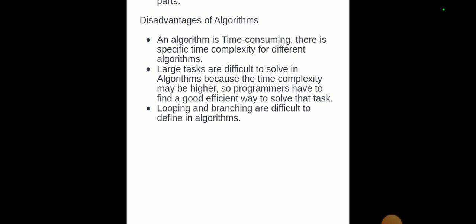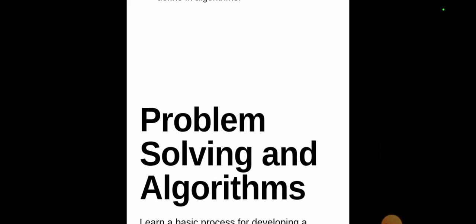Then we have disadvantages of algorithms. An algorithm is time consuming. There is a specific time complexity for different algorithms. Large tasks are difficult to solve in algorithms because the time complexity may be higher, so programmers have to find a good, efficient way to solve that task. Looping and branching are difficult to define in algorithms.